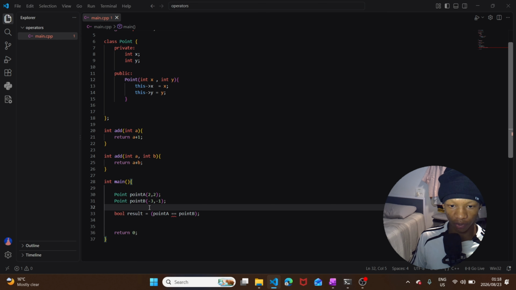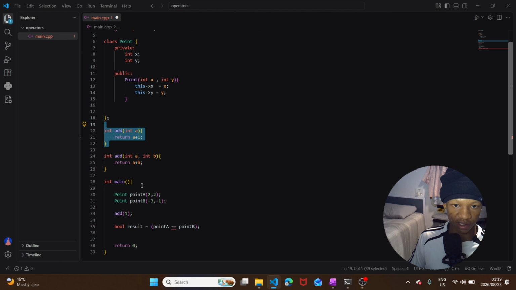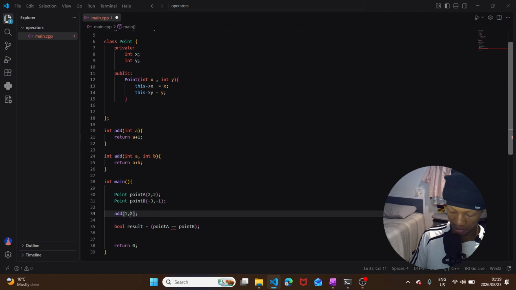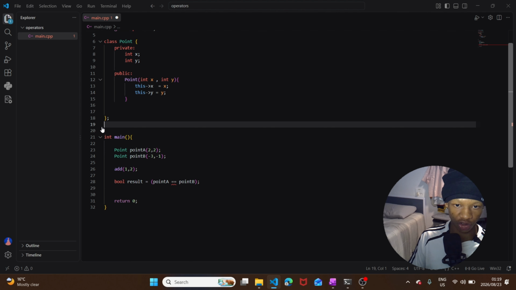So for example, with this function, if we called add and passed in only one parameter, C++ would automatically choose this function over here, right? And then if we passed in two parameters, let me just put this, C++ essentially will choose this function over here. So that's essentially our function overloading. Let me just go ahead and remove this.